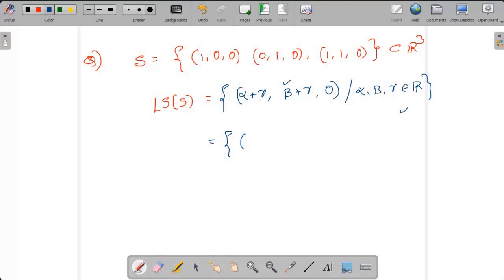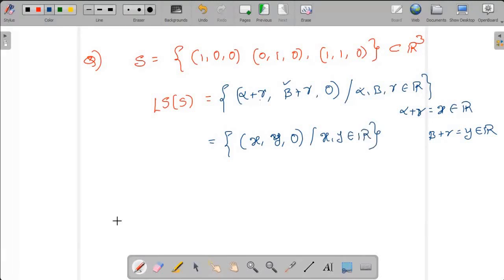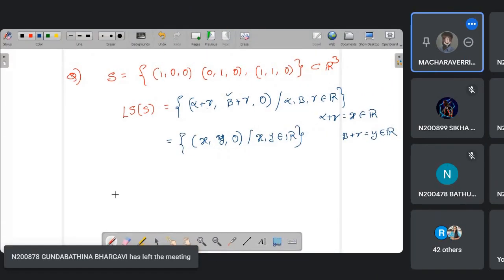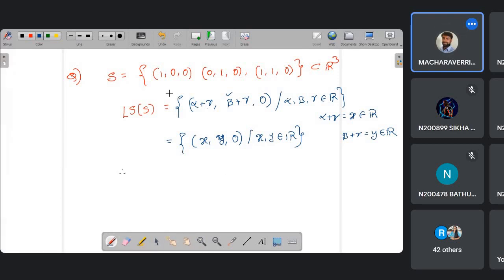So let me take alpha plus gamma equal to x. That is a real number. And similarly, beta plus gamma, let me assume that is y. These x and y are independent. There is no relation. So let me rewrite. This is x comma y comma 0, where x comma y belong to the real numbers. Now you can exactly see what this plane is. What is this plane? Yeah, correct. XY plane. So therefore, these three vectors are generating the XY plane. So the linear span of S is nothing but the XY plane.